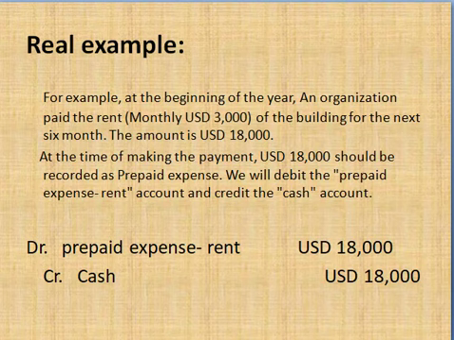At the time of making the payment, USD 18,000 should be recorded as prepaid expense. We will debit the prepaid expense rent account and credit the cash account. So the journal entry will be debit prepaid expense rent USD 18,000 and credit cash USD 18,000.